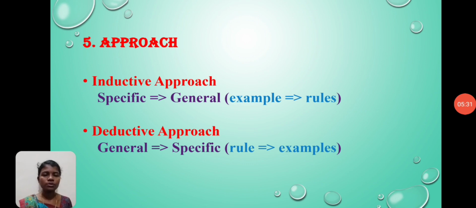The fifth one is approach. In the inductive approach, the teacher first gives an example to make the concept easier for the students and then explains the rule of the concept. It makes it easy for the students to understand the concept. Then the second approach is the deductive approach. It moves from general to specific. That is, it first explains the rule and then the example is provided by the teacher. It is known as the objective approach.